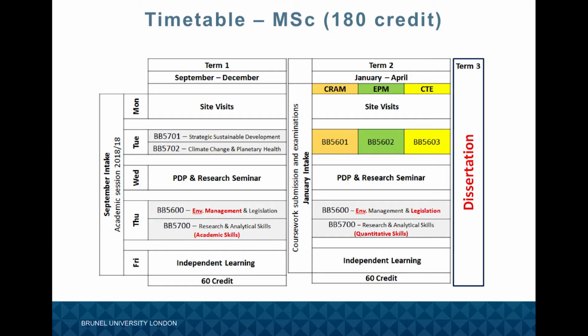So you will complete 60 credits in term 1, and similarly you are expected to complete 60 credits in term 2. So your optional programs or modules are in term 2. Now these are the same modules which we have divided. It's thin and long. You will only learn environmental management in term 1 and environmental legislation in term 2. You will develop your academic skills in term 1 and quantitative skills in term 2. And then in term 3, you are expected to work on your dissertation.